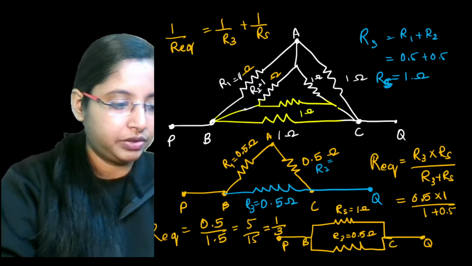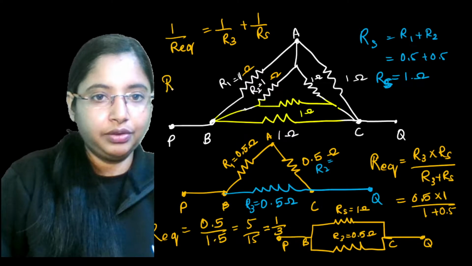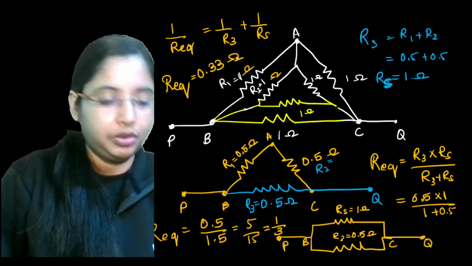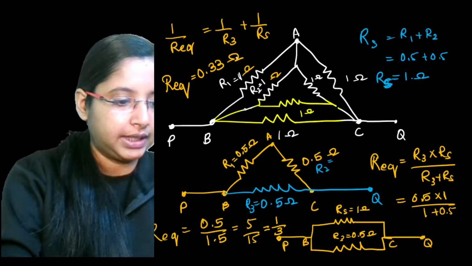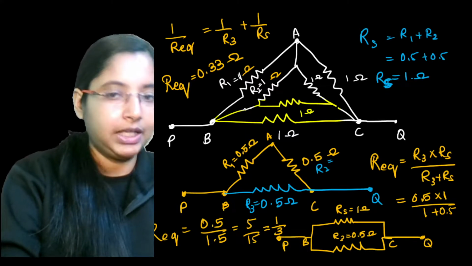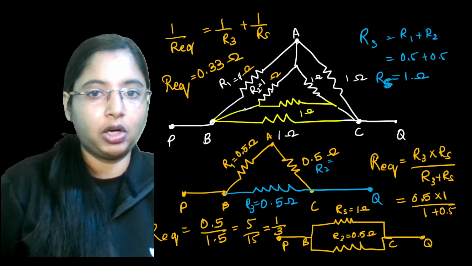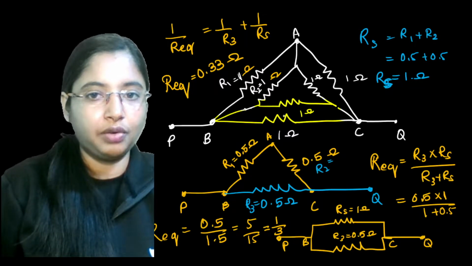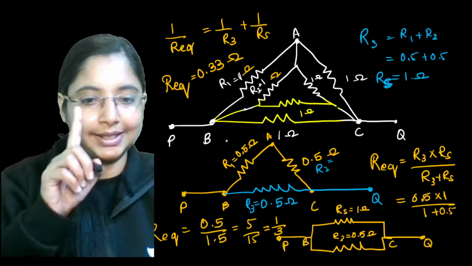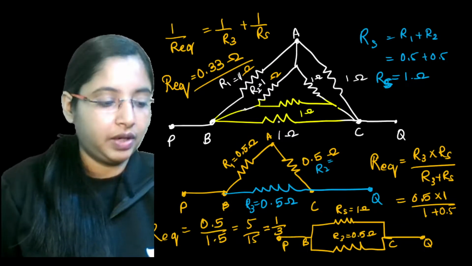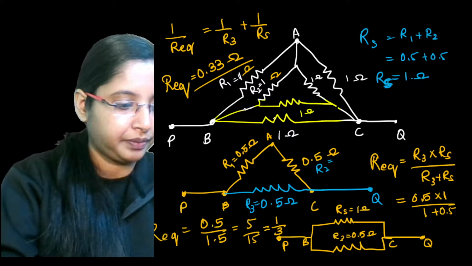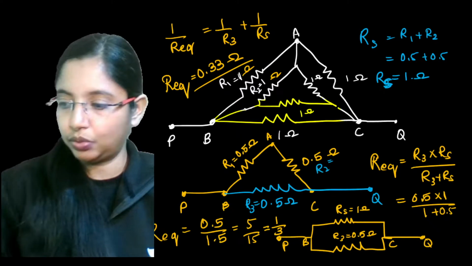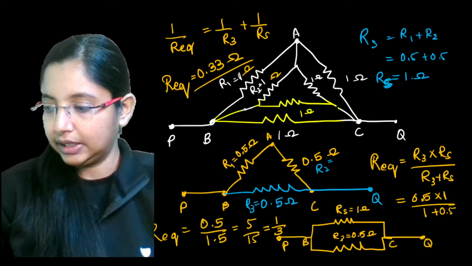1 divided by 3 is the resistor's value. If you're taking the equivalent resistance, it will be 0.33, recurring. You can take 0.33 ohms. That will be the value of the equivalent resistance. So if you're connecting 1 amp around this structure, instead of connecting so many resistors, you can just connect one 0.33 ohms resistor. Alright, so with this note, we are almost towards the end of today's class.